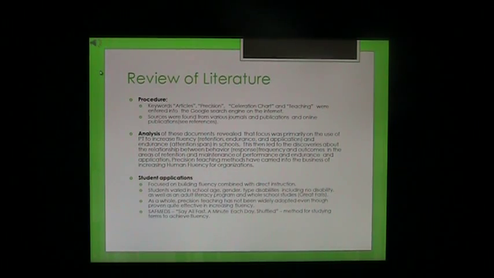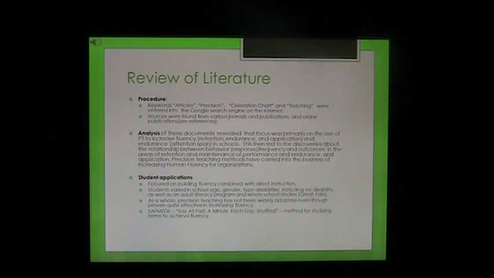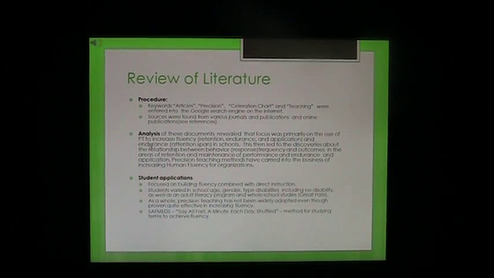This is just a brief outline of the process of the review of literature I did. As you can see, those were my keywords. That's where I got my sources. Basically what all the documents said in total, you see that in that middle paragraph of the analysis. And the main focus being to increase fluency and retention as well, and how it was applied to students within these articles. And then the staff member also came out: say all fast, a minute each day, shuffle. Then I will be looking to do that for myself for the test.